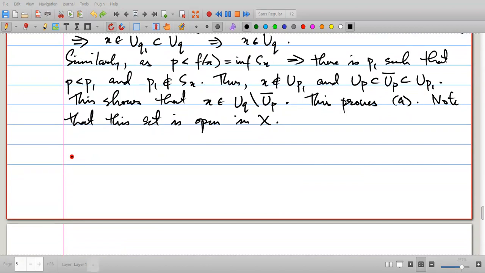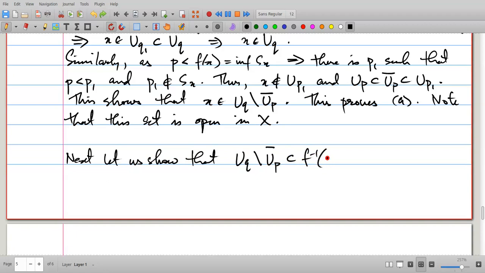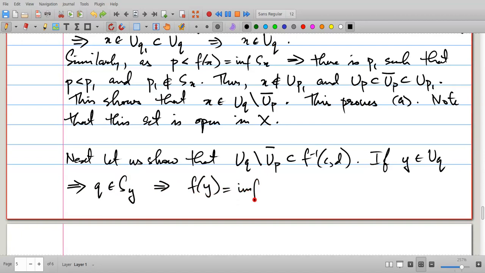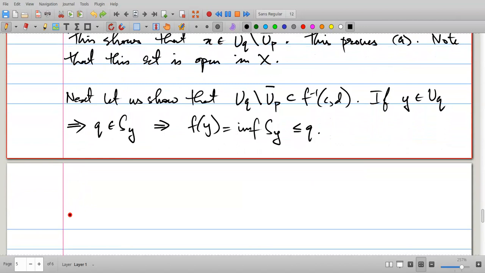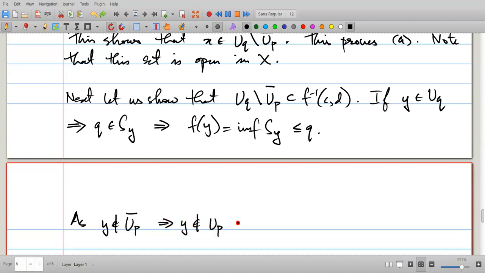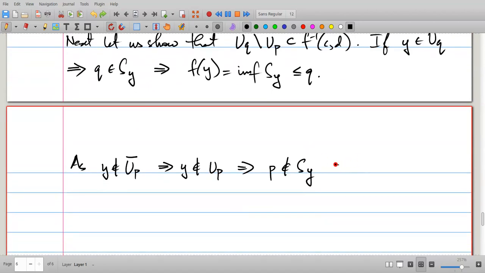So now we prove B. So next, let us show that Uq minus Up closure is contained in f inverse (C, D). So if y belongs to Uq, this implies that q belongs to S sub y. This implies that f of y, which is the infimum over the elements of S sub y, is less than or equal to q. And as y does not belong to Up closure, this implies y does not belong to Up. This implies p does not belong to S sub y. So this implies that f of y is greater than or equal to p.